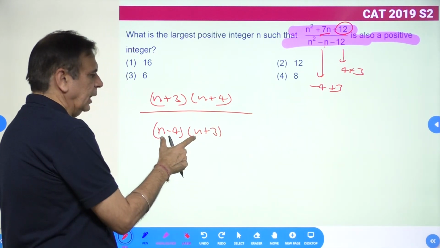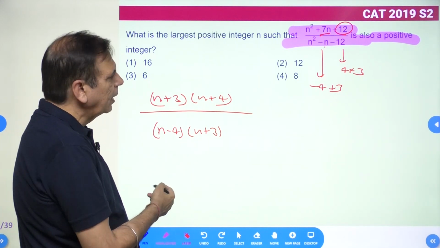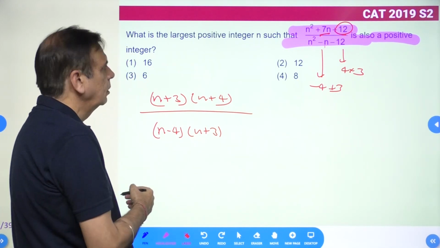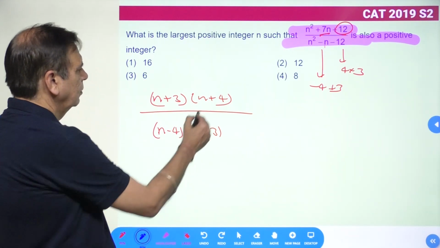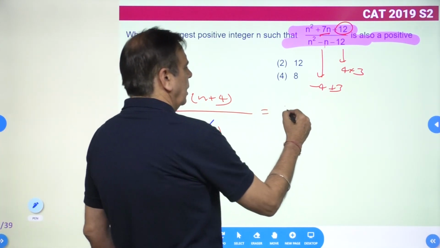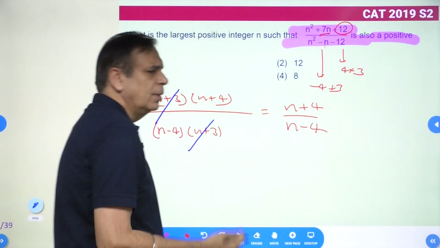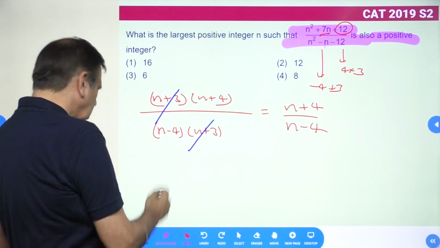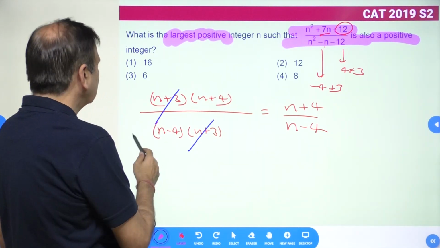Okay. N square minus 4n plus 3n minus n minus 12, sorry. आगे आंसर सामने दिख गया. What are you left with? n plus 4 upon n minus 4. Next step, choices, substitute. We are looking for the largest positive integer. Which is the largest integer here?